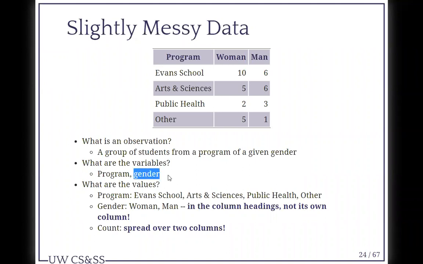And often you'll find that there are variables in your data set that are not specified, but are important for you to start putting on your Sherlock Holmes hat and finding. So what are the values? We have the program, and then we have gender, which is woman or man, in the column headings, and it's not its own column. And now these data, which are essentially the same thing, are spread over 2 columns when they should just be 1.